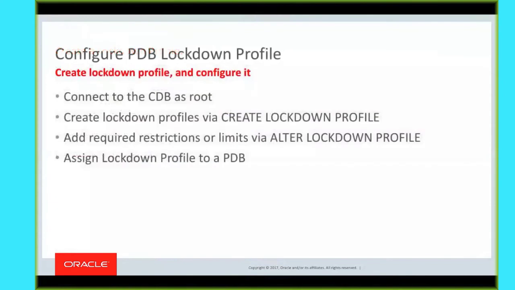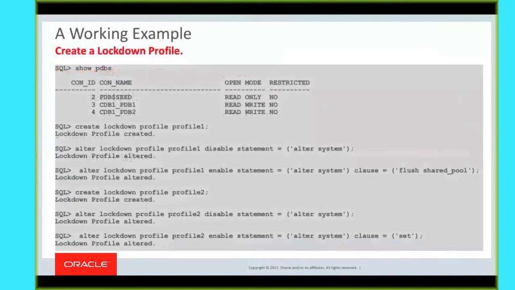The one thing I want to mention before we move on to the example is that you can add several rules to a single lockdown profile. In other words, you don't have to create different lockdown profiles for every single restriction that you want to define, and that wouldn't be helpful anyway, because there can be only one lockdown profile active for a given PDB at a time. So whatever PDB you want to apply restrictions on, you want to create a lockdown profile and add all the rules, all the restrictions that you want to that lockdown profile. So let's take a look at this example here.